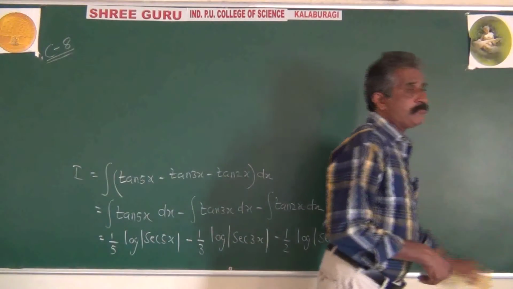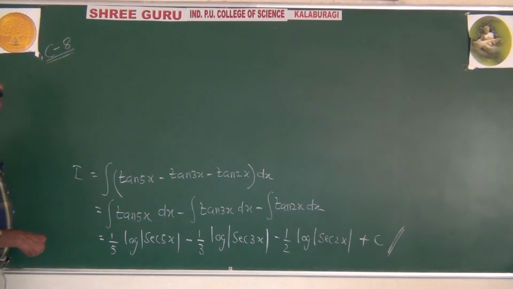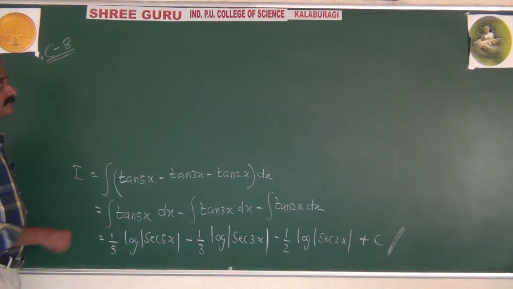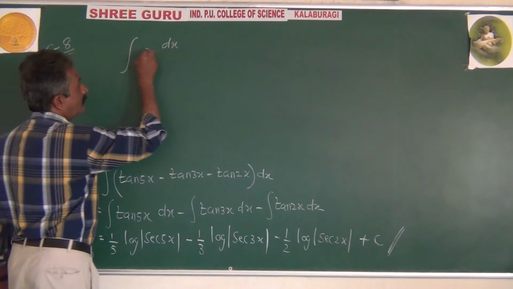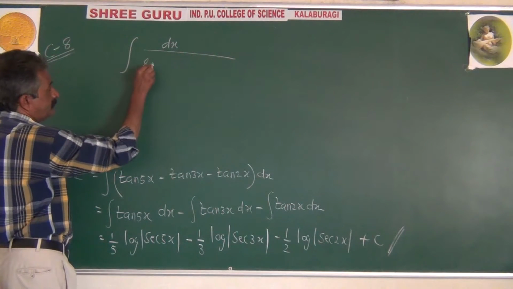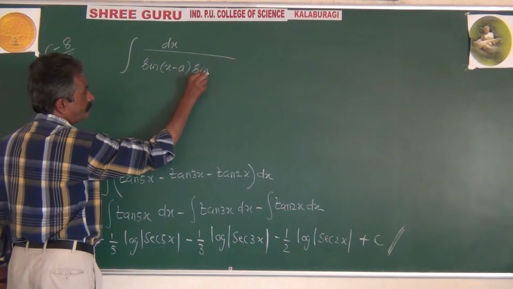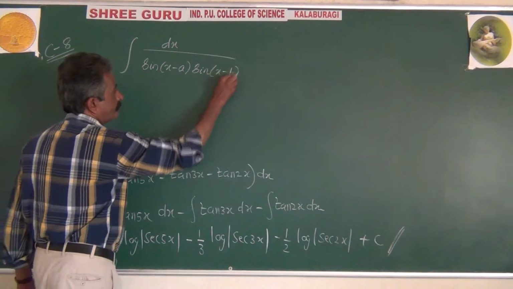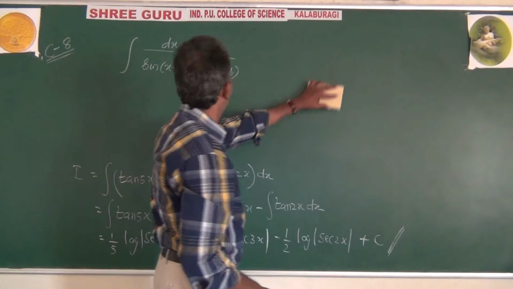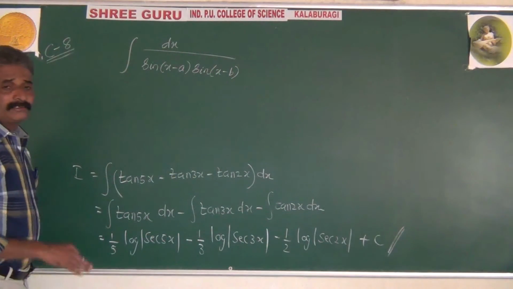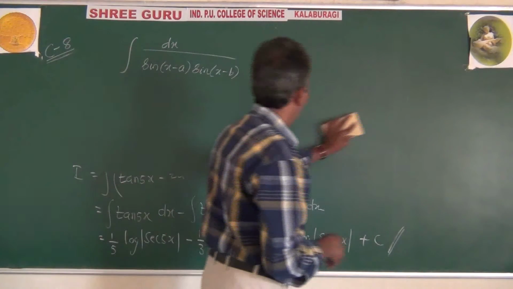Next problem, a somewhat typical problem. Try to memorize it for MCQ examination concern. Evaluate integration dx divided by sin x minus a into sin x minus b, where a and b are real numbers and not zero at a time. Can be zero also, but not zero at a time.